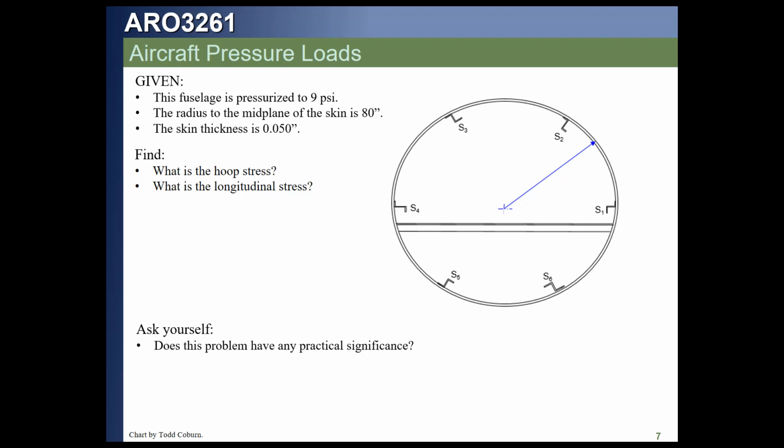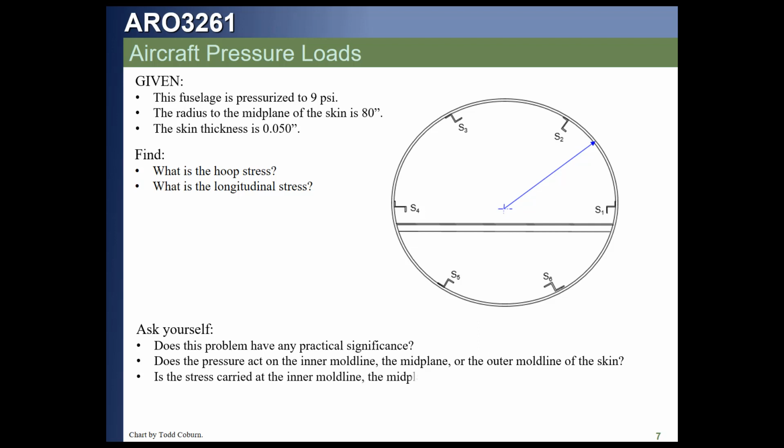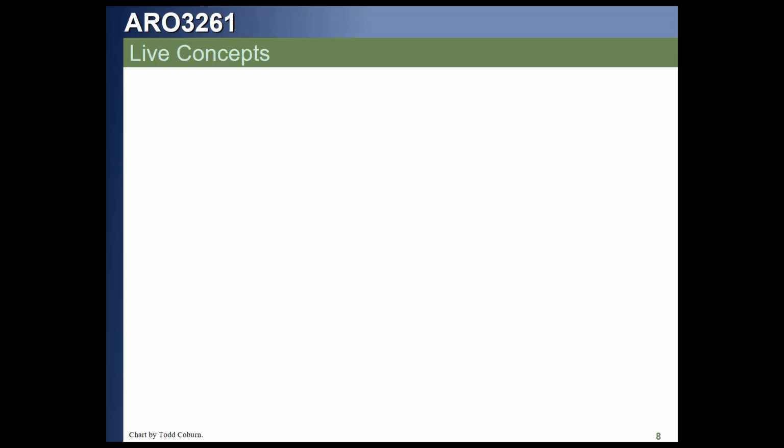Does the pressure act on the inner mold line, the midplane, or the outer mold line? Well, if it's a burst pressure, it acts on the inner mold line, but we're going to ignore that and just call it R. Is the stress carried at the inner mold line, the midplane, or the outer mold line? Well, actually, both for the hoop and longitudinal component, it's carried at the midplane of the skin. But we're going to pretend that R is just the same.